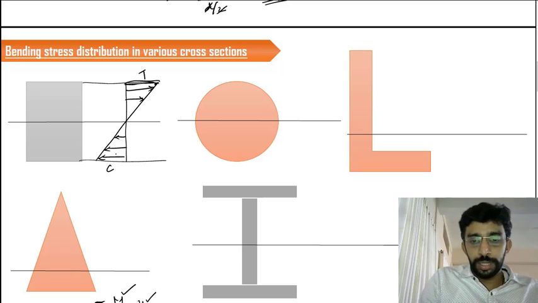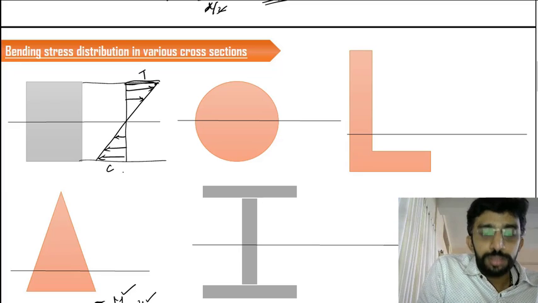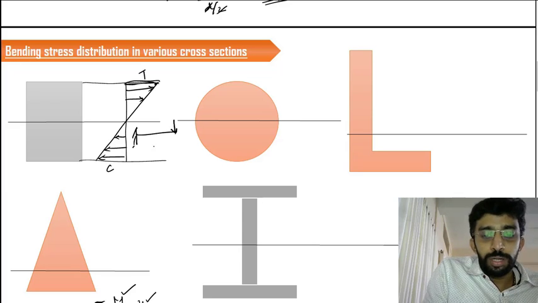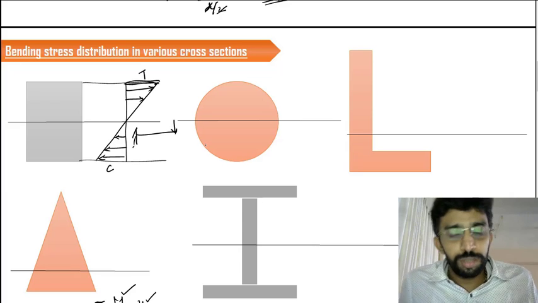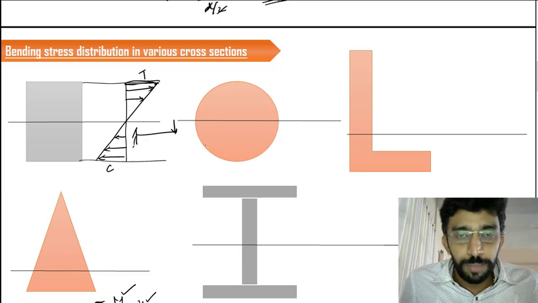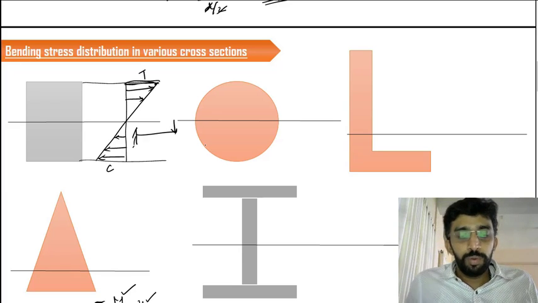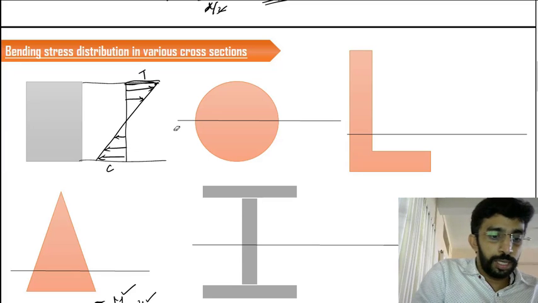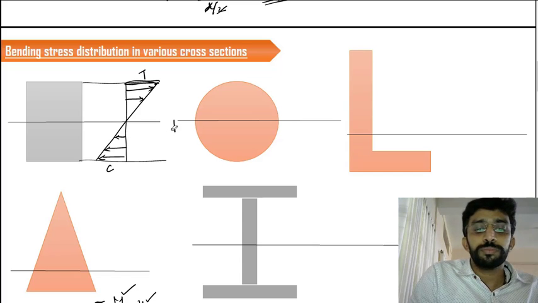So when you consider a cantilever and apply a load, the top fiber is going to experience tension, but the bottom is going to experience compression. But what is the case for a simply supported beam? That is the immediate thing we have to discuss.